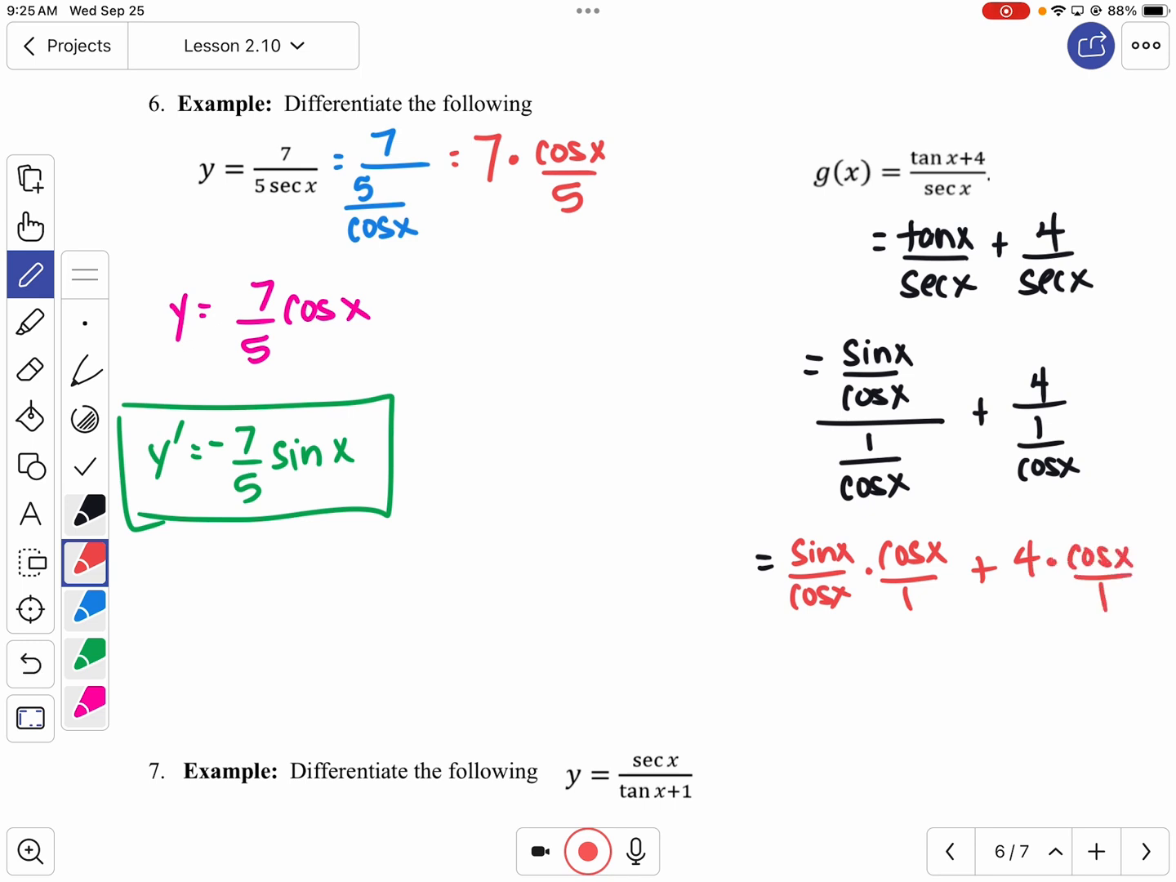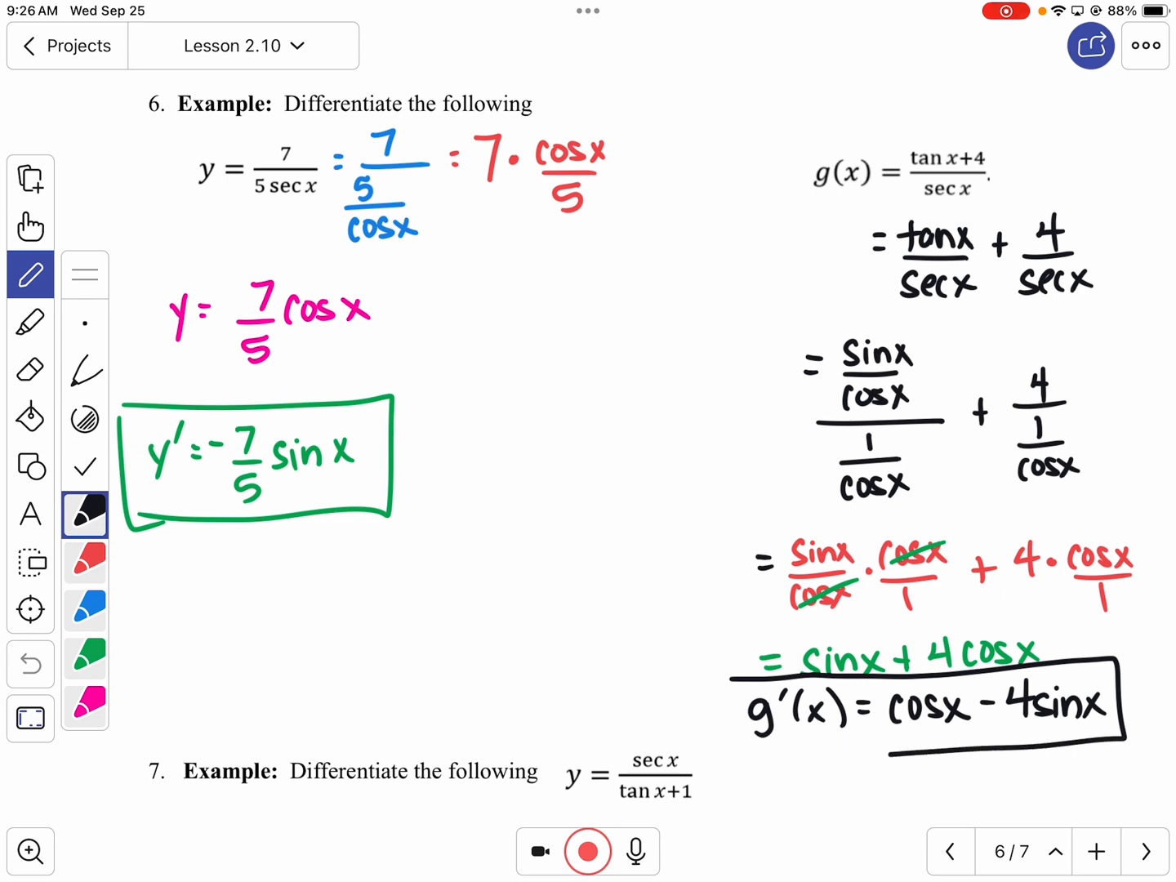We're going to be able to simplify quite a bit and make this much nicer. So my whole problem actually works out to be just sine plus 4 cosine. So my original function simplifies to that. Now when I take a derivative, it's much easier. I can use those basics. So g prime of x equals the derivative of sine, which is cosine, and then the derivative of 4 cosine, which is negative 4 sine.